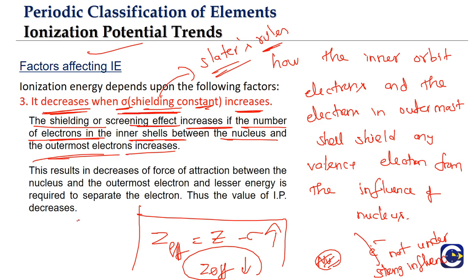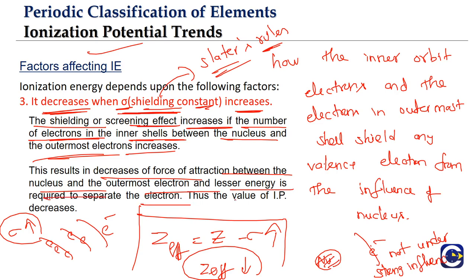So look at it now. If we have more number of electrons in the inner orbits of the outermost electron, what does that mean? The shielding constant value will be increasing. As a result of this, what happens? There will be a decrease of the force of attraction between the nucleus and the outermost electron. And the force of attraction decreasing means we require just a lesser amount of energy for the removal or separation of the electron. So what does it represent? It represents the decrease in the IP value.